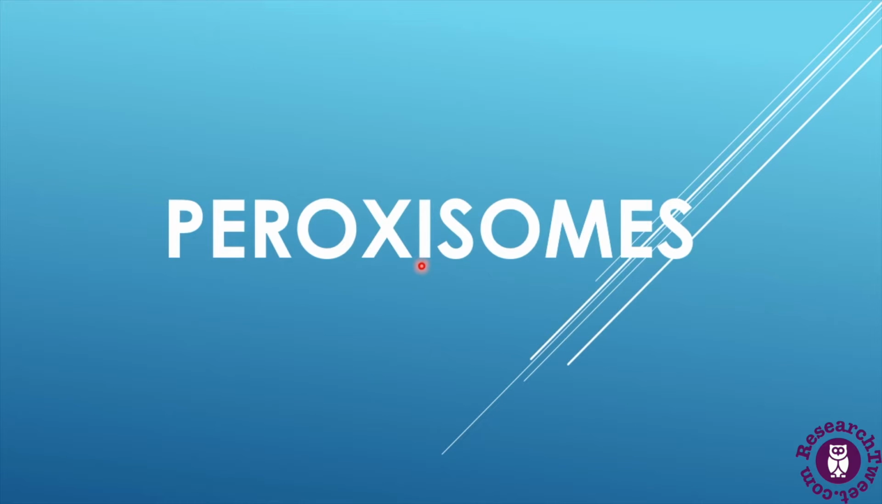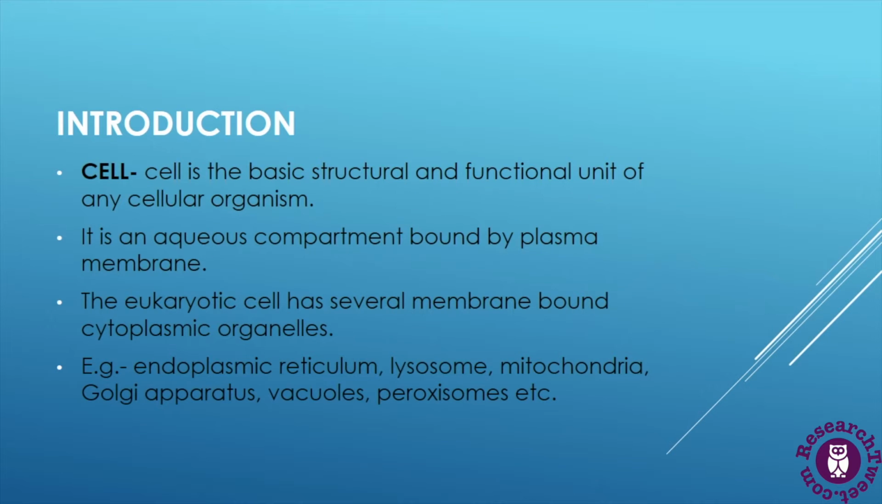So in today's video, we are going to discuss another cellular organelle, which is named peroxisomes or sometimes microbodies. Now let's start with some introductory part and some basic facts about what a cell is and what the cellular organelles are. Basically, the cell is defined as the basic structural and functional unit of all cellular organisms, and we can say that all the cellular organisms, whether plants, animals or many other organisms, are made up of cells, and the cell is the basic unit for all the organisms.